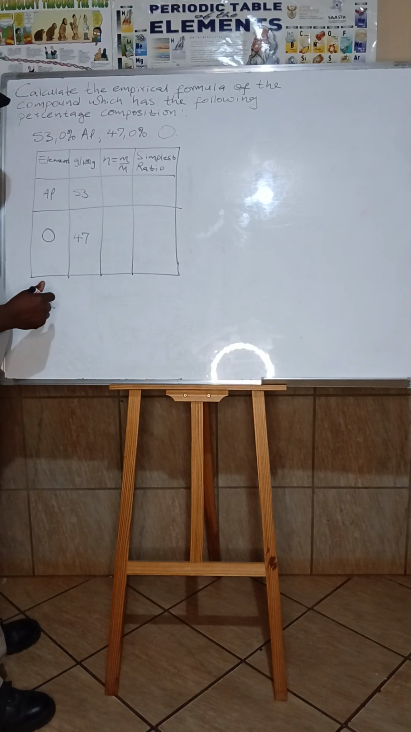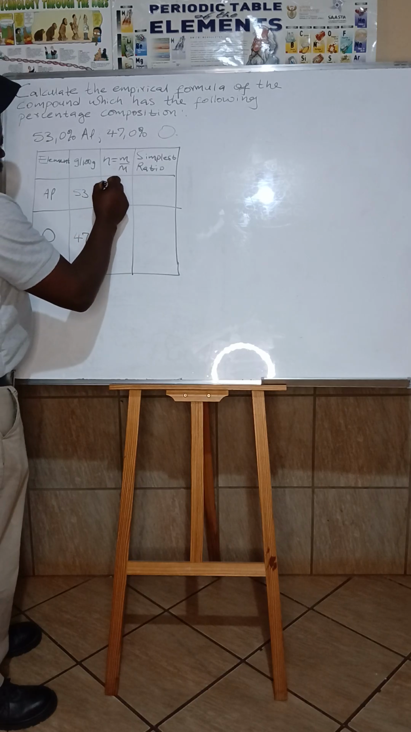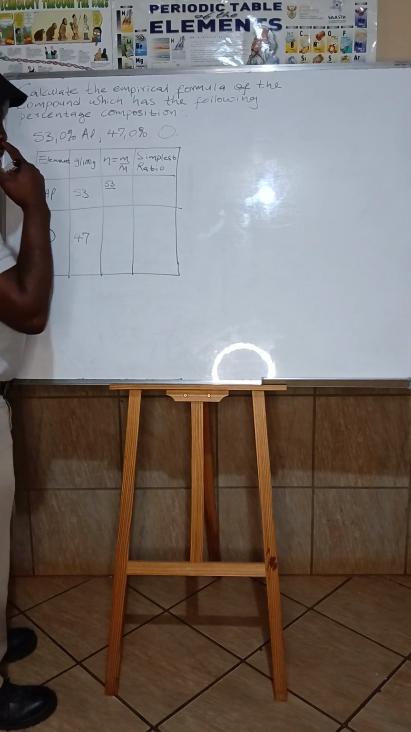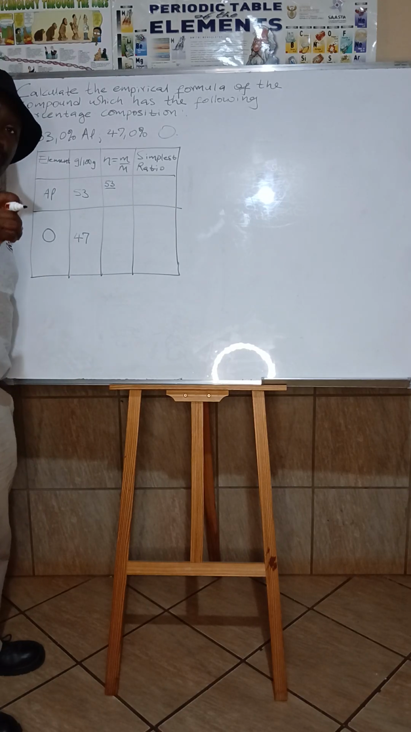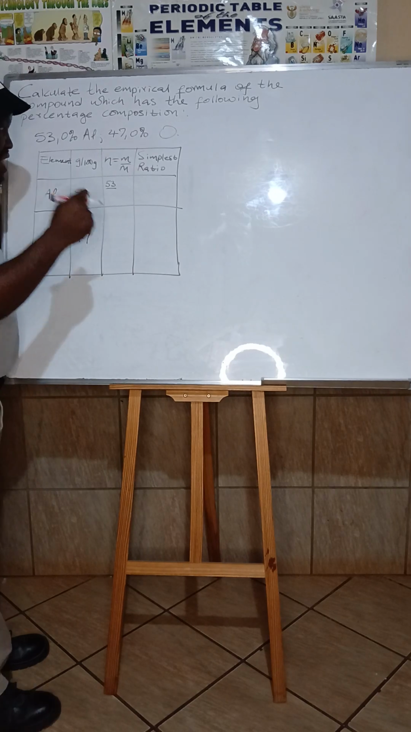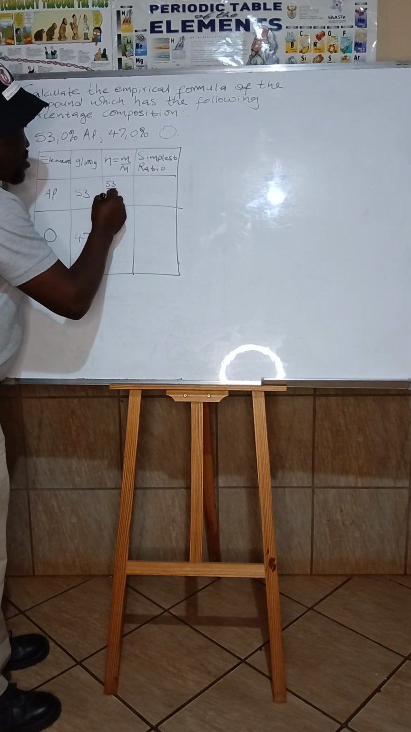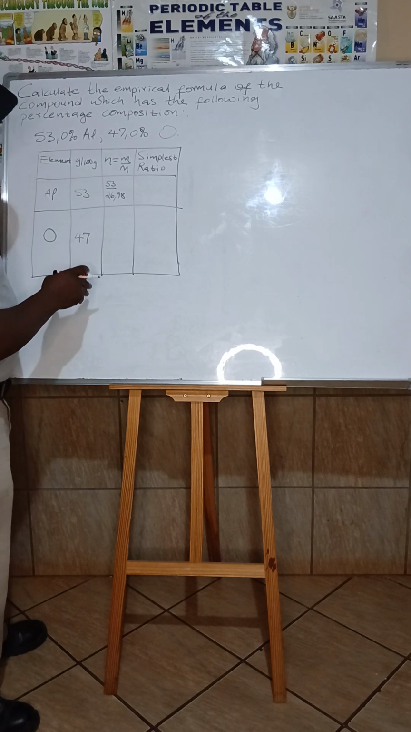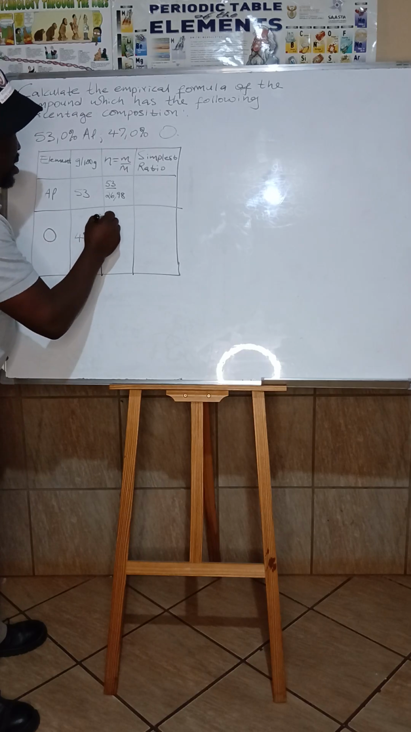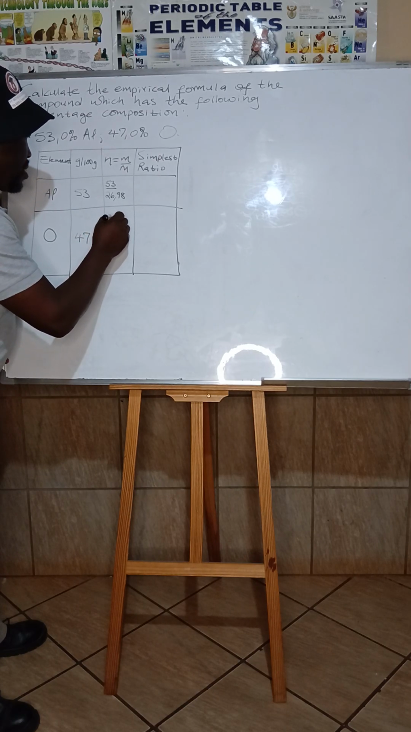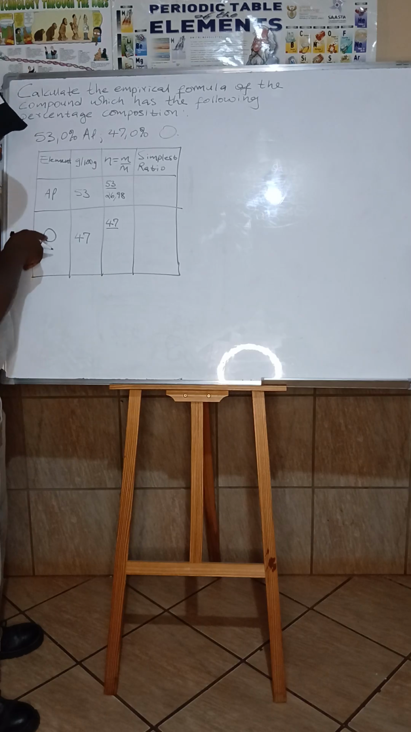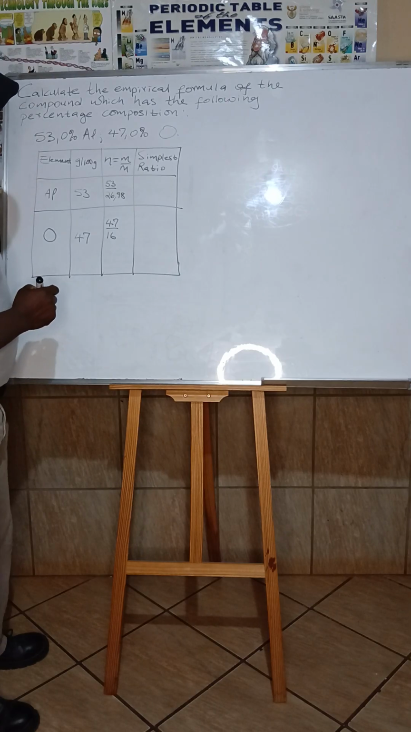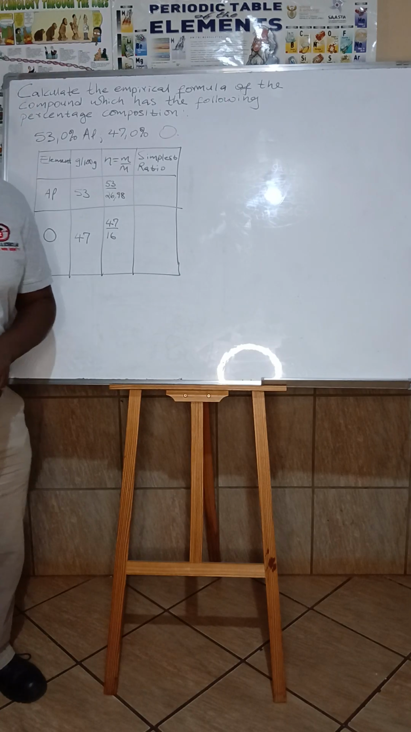In terms of the number of moles, for aluminium, we have 53 divided by the relative atomic mass of aluminium, which is 26,98. As far as oxygen is concerned, we're going to have 47 divided by the relative atomic mass of oxygen, which is 16. Then we take the calculator.